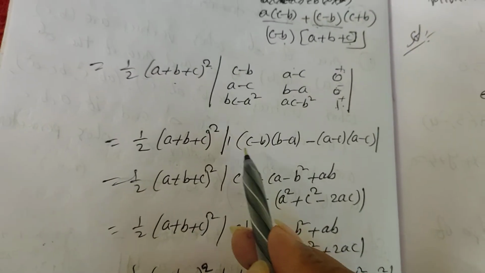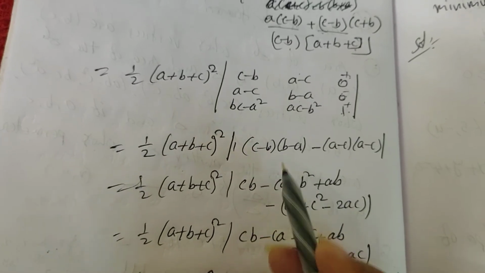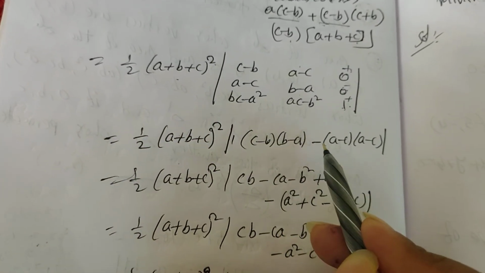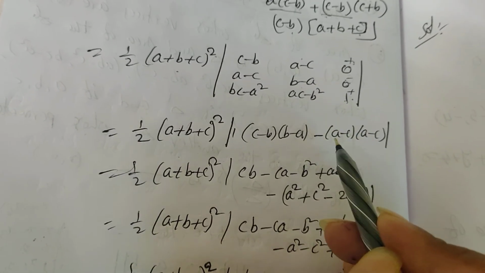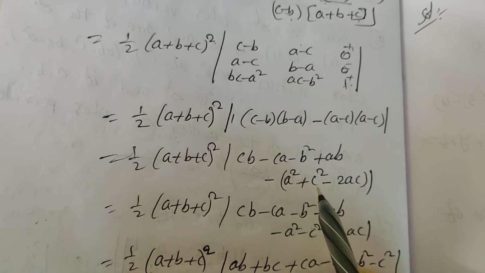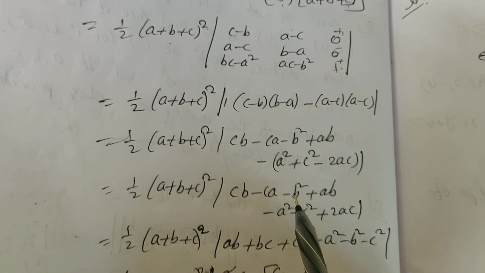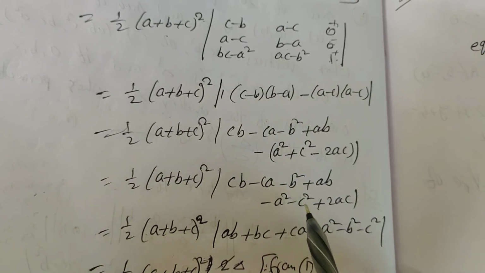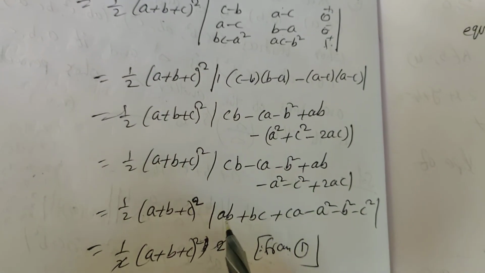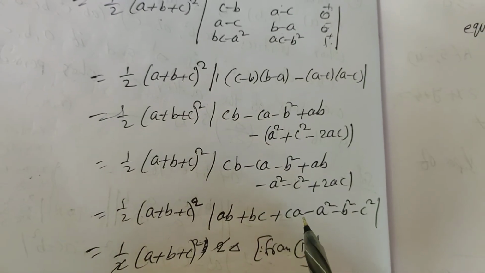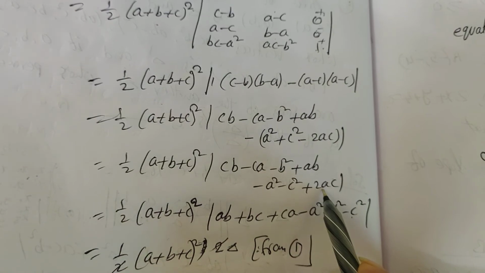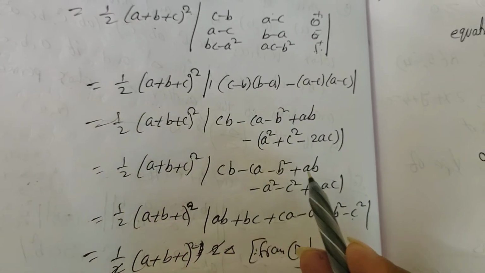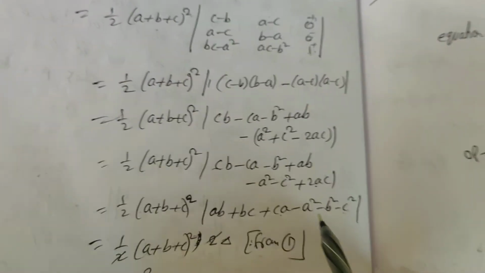So expand this one, cb minus ca minus b square plus ab minus of a square, that means a minus c whole square only, a square plus c square minus 2ac. If you apply minus inside, so cb minus ca minus b square plus ab minus a square minus c square plus 2ac. So simplify, ab plus bc plus ca minus a square minus b square minus c square. Actually here minus ca plus 2ac, that gives plus ac. So remaining are ab, bc is there, and one more ca, this one.